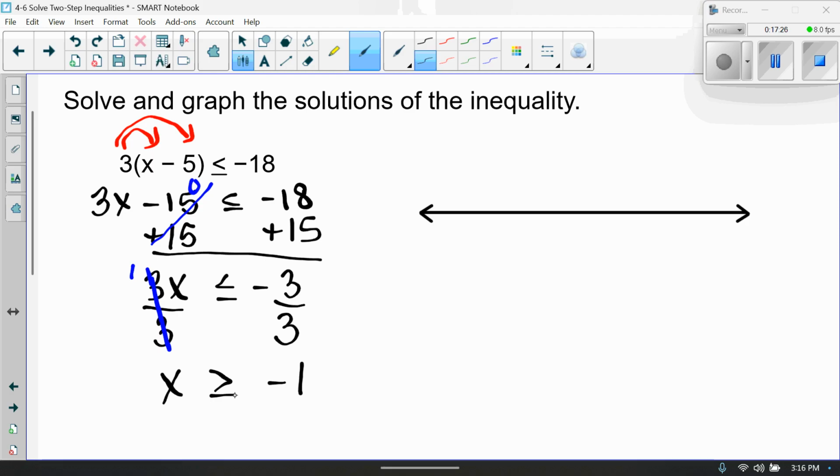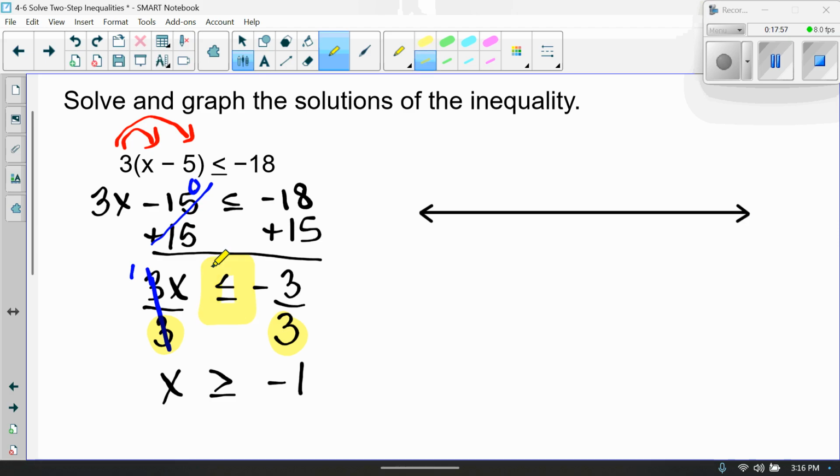No, it's not right. What's wrong? We flipped it. Were we supposed to flip it? No, we weren't supposed to flip it. So let's take a look. So what did I do wrong? So, you guys, listen to this, just because we started with a negative 3, with a negative number, doesn't mean we flipped the inequality. Is everybody clear with that? So we divided by a positive 3.